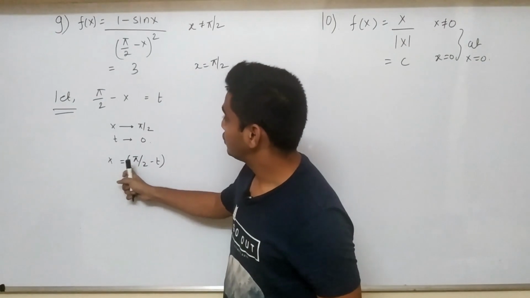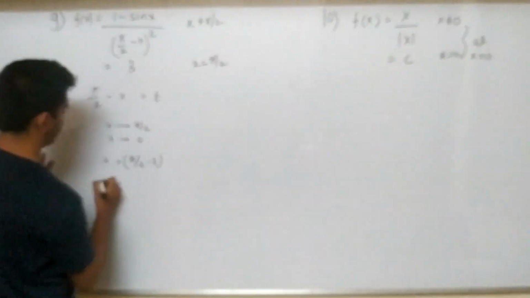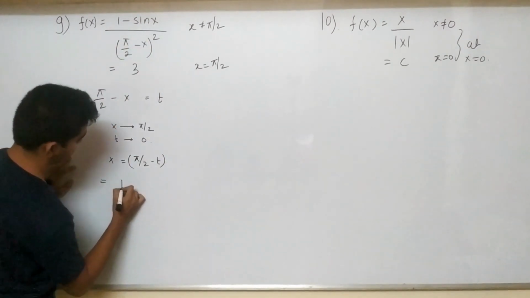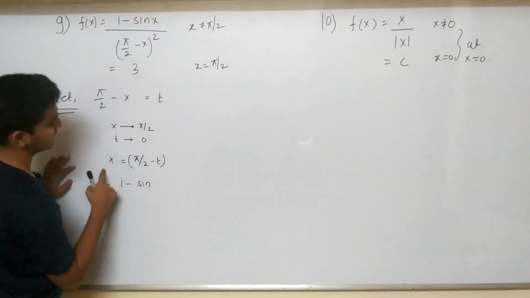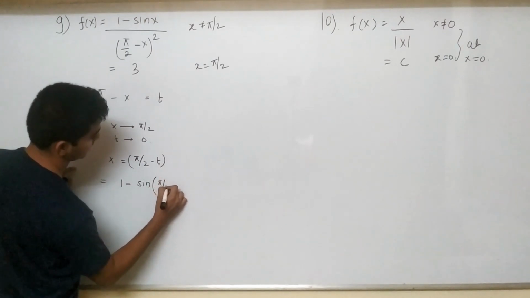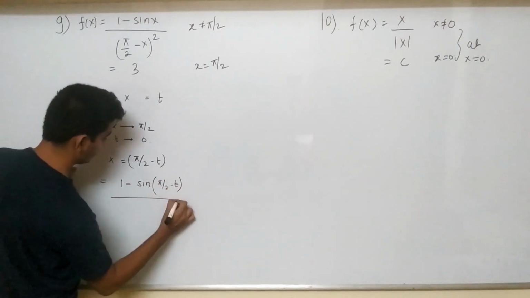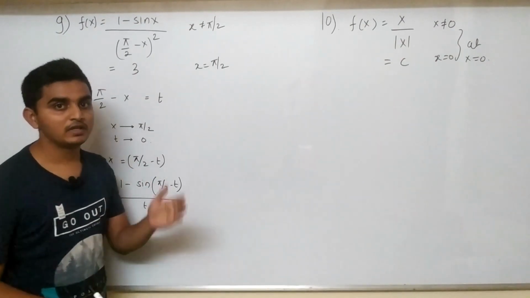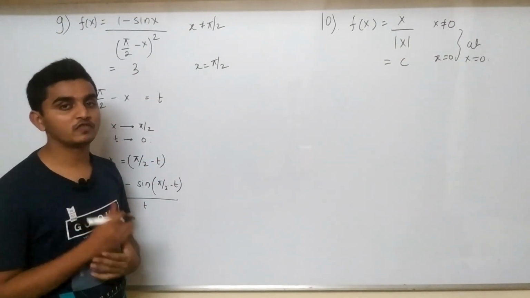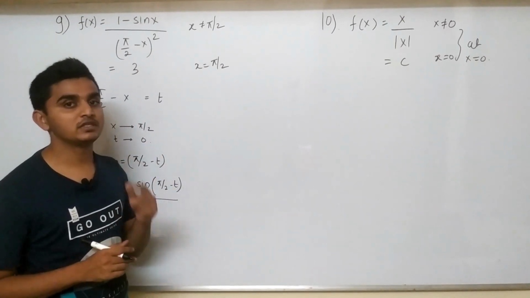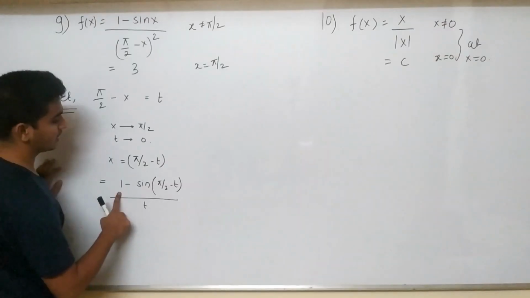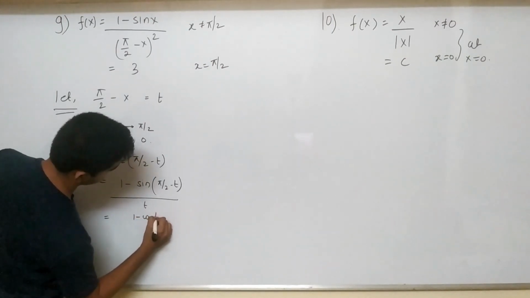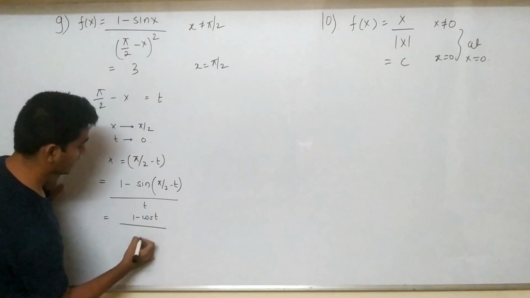So we have to substitute t in over here. So we can say this as, we have x, so 1 minus sine of, what is x? Pi by 2 minus t, everything upon t. Now what is sine of 90 minus theta? Well, sine of 90 minus theta will be cos of theta, but it will be positive since it is in the first quadrant. So this will become 1 minus cos of t. So this is 1 minus cos of t, everything divided by t.